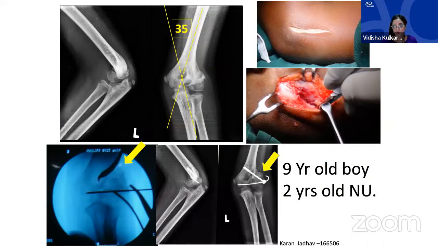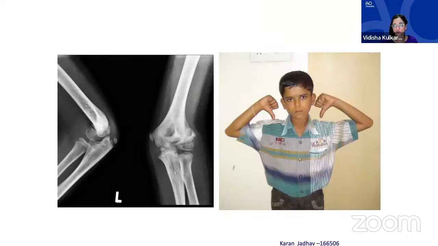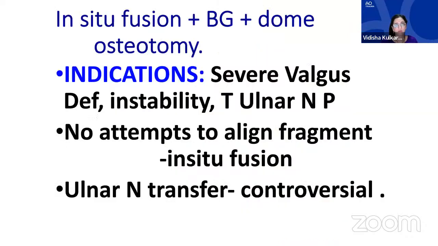This boy, a 9-year-old boy, presented with a 2-year-old non-union with almost 35 degrees of cubitus valgus deformity. So again with modified ORIF, the metaphyseal compression was achieved with the screw and some bone graft, and this united, although there was some FFD.